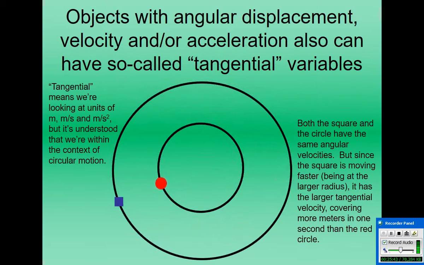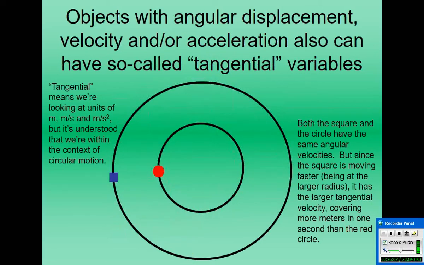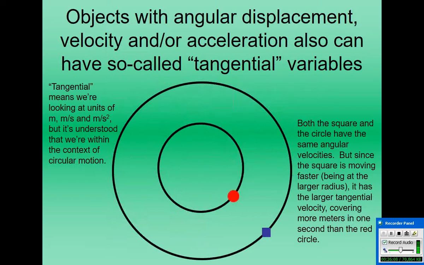So there is an angular displacement, there's a tangential displacement, an angular velocity, a tangential velocity, an angular acceleration, a tangential acceleration. Tangential variables are measured the same way as linear variables. Tangential displacement is the number of meters. Tangential velocity, meters per second. Tangential acceleration, meters per second squared.